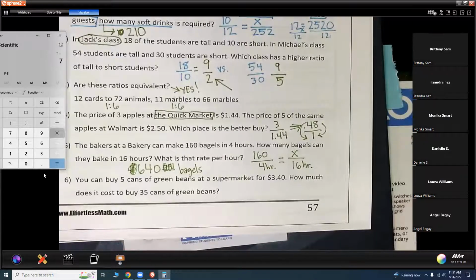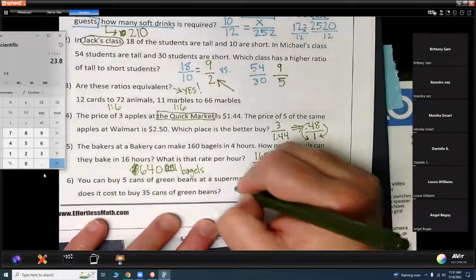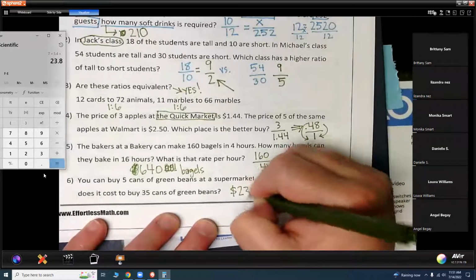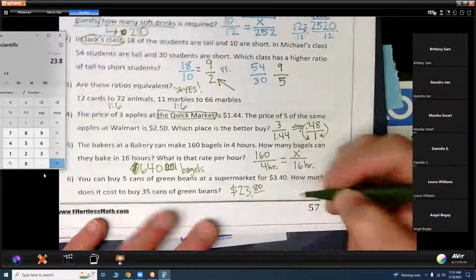So 7 times 3.4, whoops, 23. That's a lot of green. All right, so $23.80. Good.